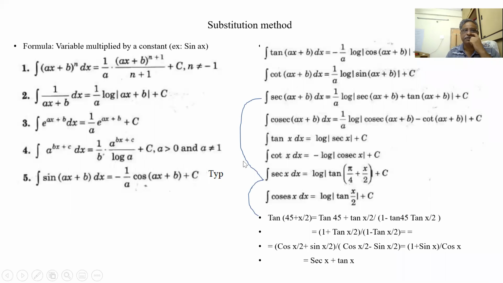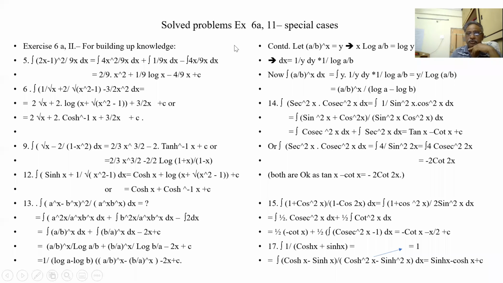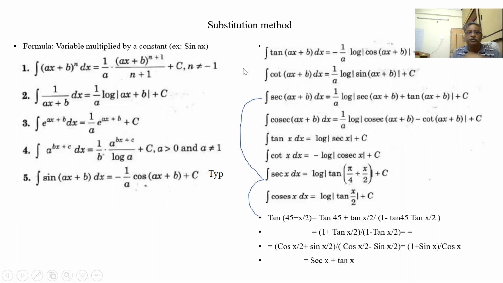So we'll go to the next one. Now, in the next problems, we need to use substitution methods. Here we have done the substitution method: let a by b to the power of x be y, one substitution. There is not much substitution here, but here we do the substitution method.